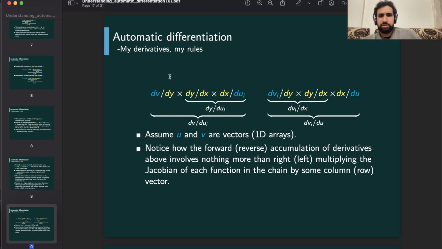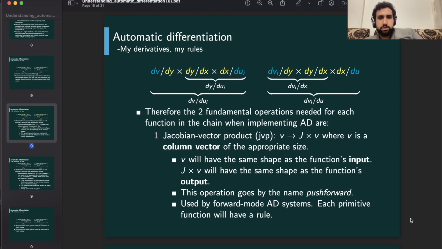Once the AD system builds this chain of functions for you, it needs to be able to propagate derivatives correctly. And the way you can teach it is by defining these rules. There's the forward differentiation rule, which is again the Jacobian vector product, the Jacobian of a function multiplied by some arbitrary vector of the right size. And then there is a reverse rule, which is taking a row vector and multiplying it by the Jacobian of the function. So in this slide, we mostly repeat what I said earlier.